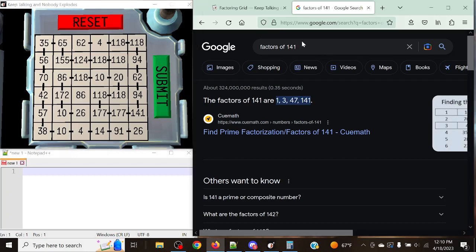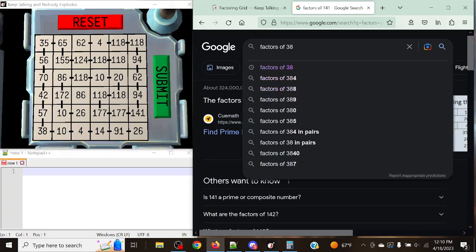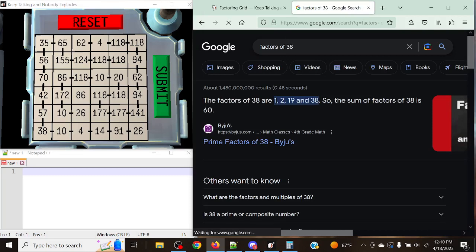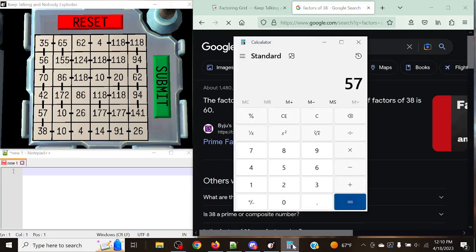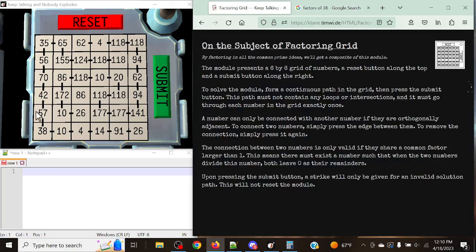Do 38 and 57 even share anything? Hold on, let me check that. 38, yeah, 19. 57 divided by 19. Yeah, okay. Obviously divisible by 3.